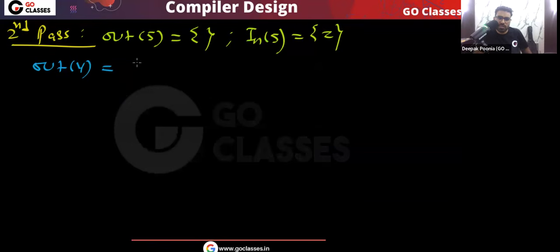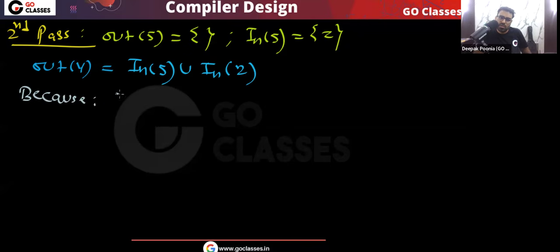Okay, so notice one thing: out of 4 will be equal to in of 5 union in of 2. What is the reason? Because the successors of 4, who are the successors of 4? That is 2 comma 5. These instructions are the successors of 4. So out of 4 will be equal to the union of in of all the successors.